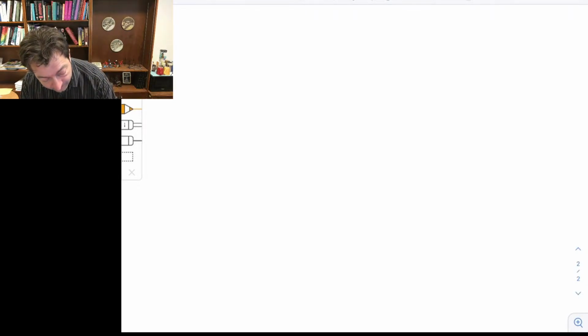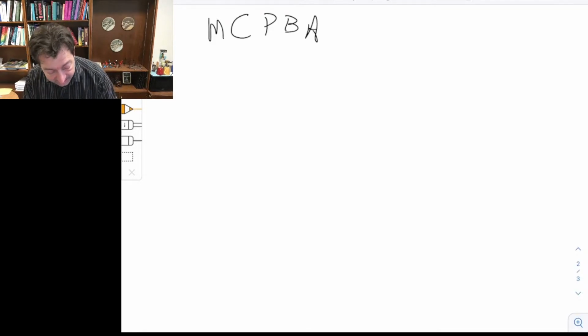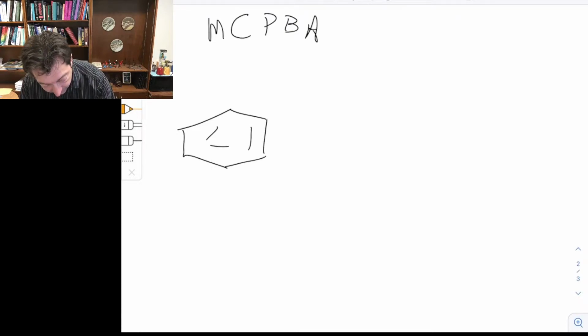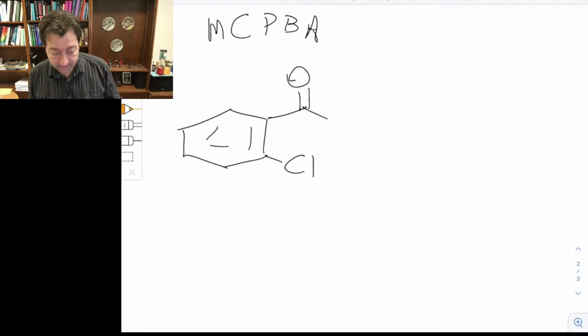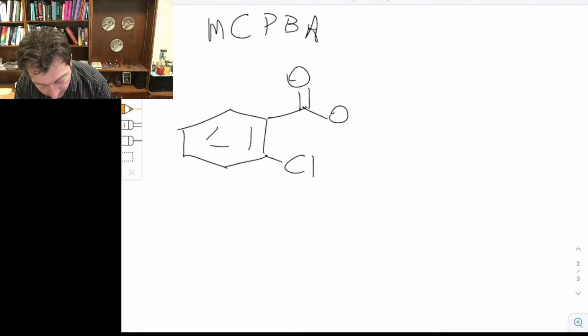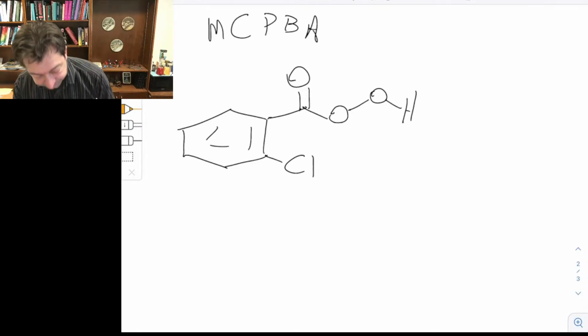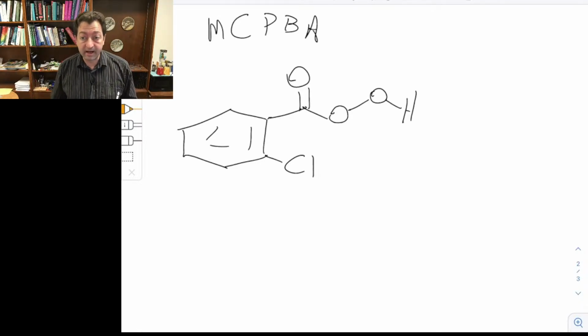MCPBA, here's the chemical structure of this molecule. It's an aromatic ring with a chlorine there at the so-called meta position. And again, we haven't talked about that at all this term. We haven't seen much of the organic nomenclature. So just at that position, right adjacent to the other substituent that's already on the ring. We've got an oxygen and another oxygen, with a hydrogen and a hydrogen attached there.